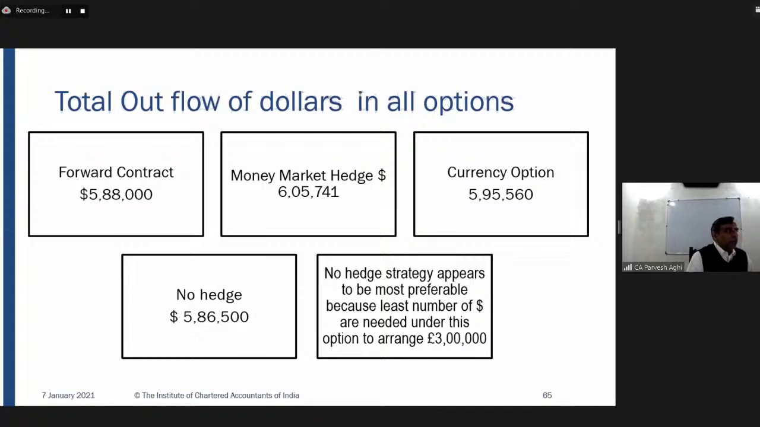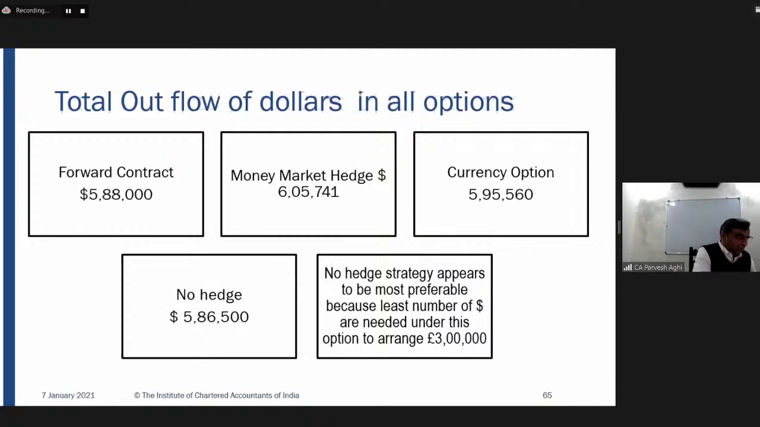And sometimes people don't hedge because of the cost involved in it. So it is not always that by taking a hedge, risk is mitigated. Yeah, by taking a hedge, risk is mitigated. Yeah, definitely. It's always advisable. I know by taking a hedge, risk is mitigated.